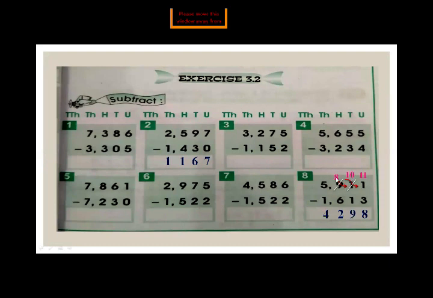And in the hundreds place, when 9 gives 1 borrow to the tens place 0, what remains? 8. 8 minus 6, 2. And now come to the thousands place, 5 is greater than 1, no need of borrow, so 5 minus 1, 4. Your answer is 4,298. Okay, moving forward.